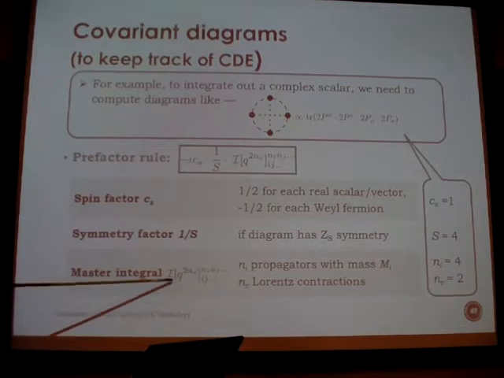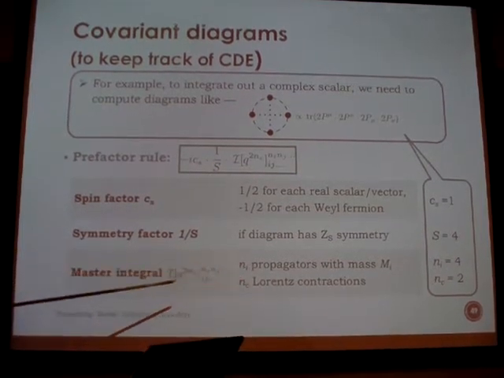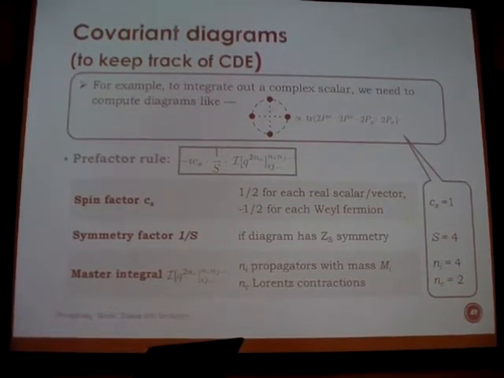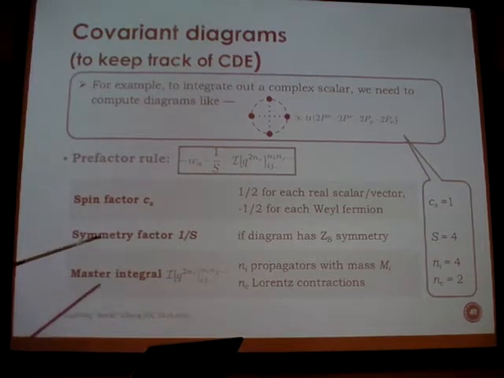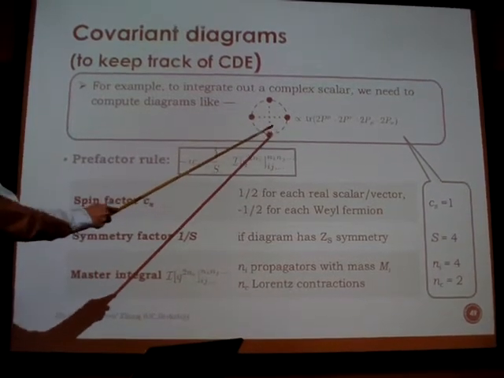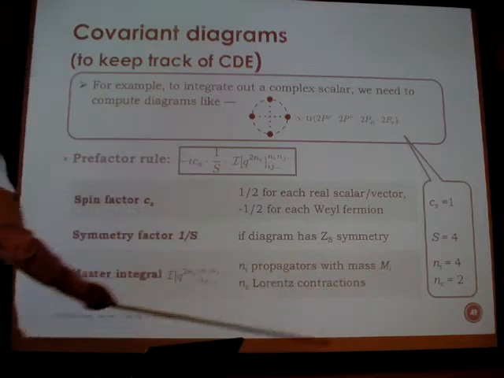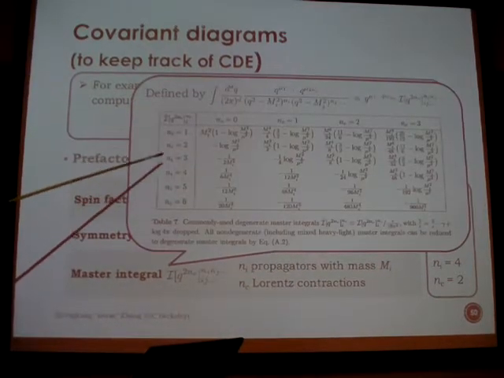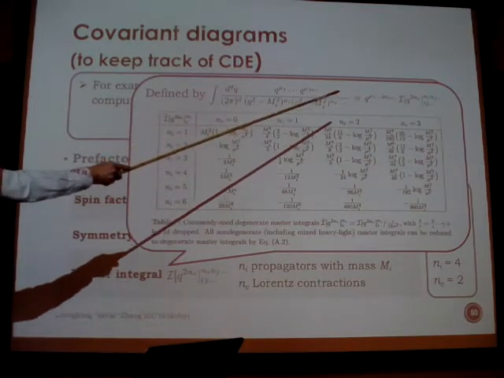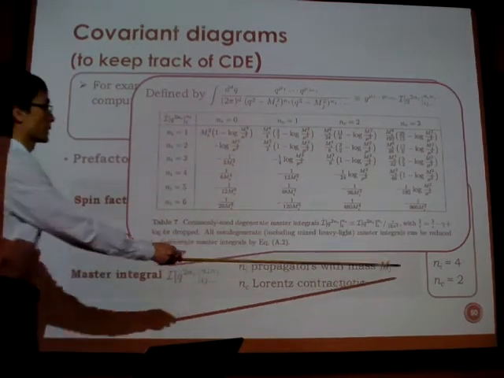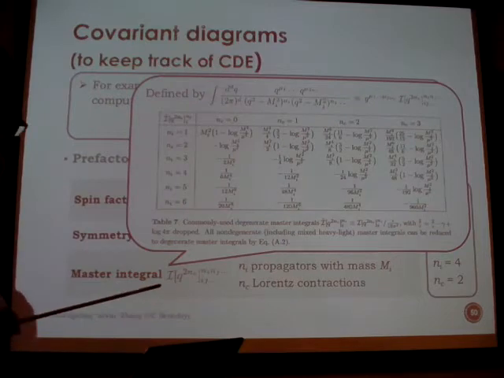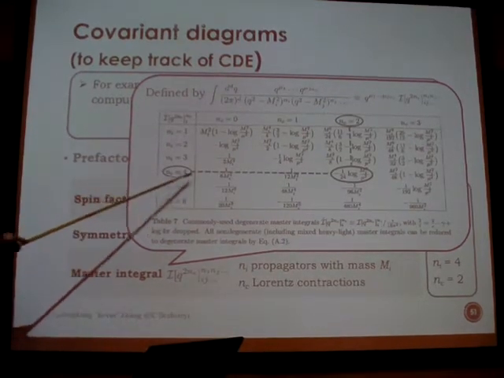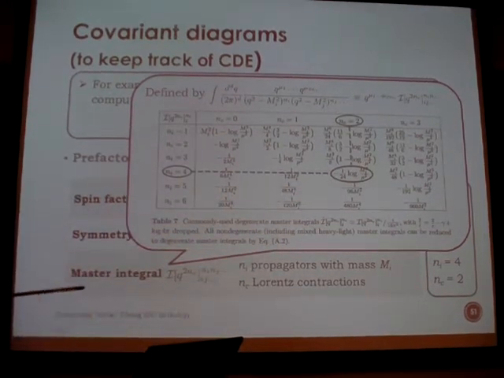And which master integral to use depends on how many propagators there are and how many Lorentz contractions there are. In the present case, we have 4 propagators and 2 Lorentz contractions. So N_i equals 4 and N_c equals 2. The definition of these master integrals is the following. And in the present case, we want to just look for N_i equals 4, N_c equals 2, and here it is. This is the value of this master integral.